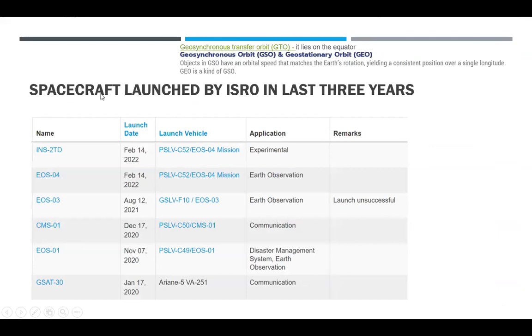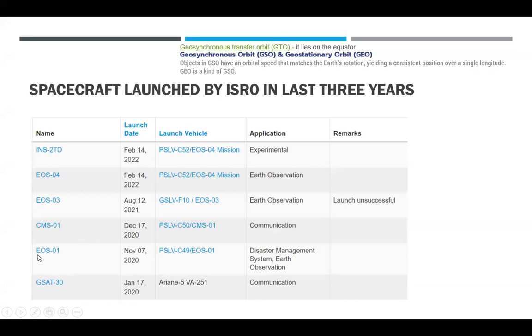Now, these are the spacecraft launched by ISRO during the last 3 years. So this is the first one. You can see this is GSAT-30. It was launched in 2020, and it is specially designed for communication purpose.